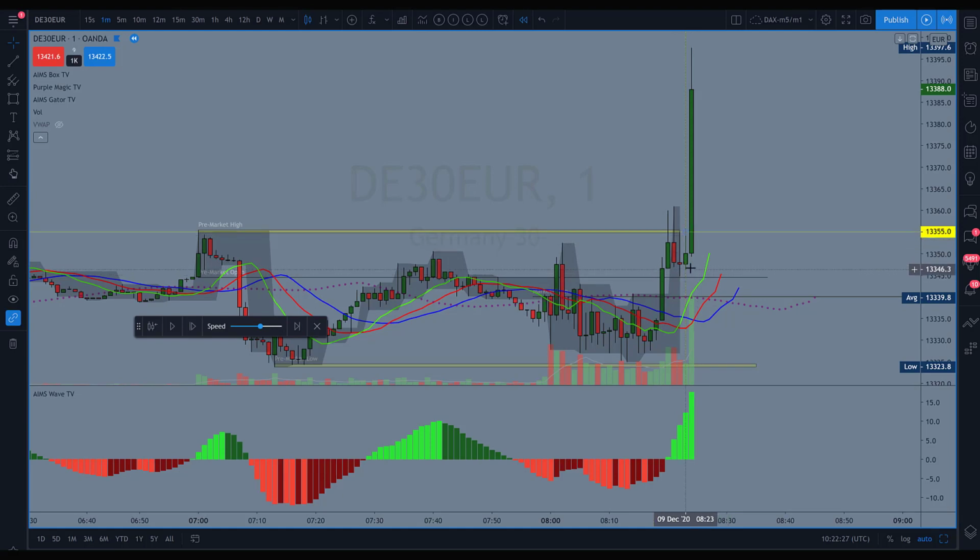As you can see, the low is higher than the low to the left, and the high is lower than the high to the left. So this is an inside candle. All you had to do was take your entry.